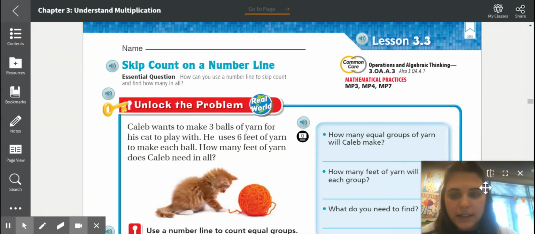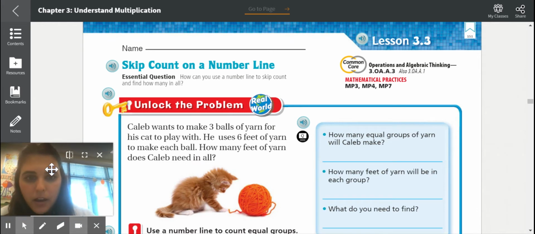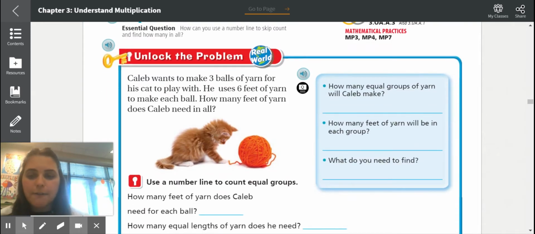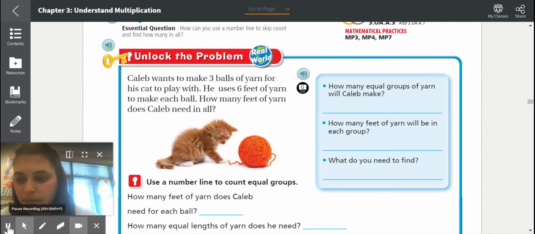We are on lesson 3.3, and that's on page 151. The lesson is called Skip Count on a Number Line. How can you use a number line to skip count to find how many in all? Okay, so first we'll start by unlocking the problem.